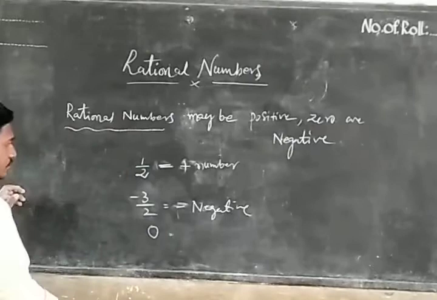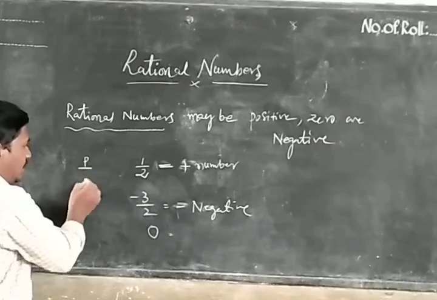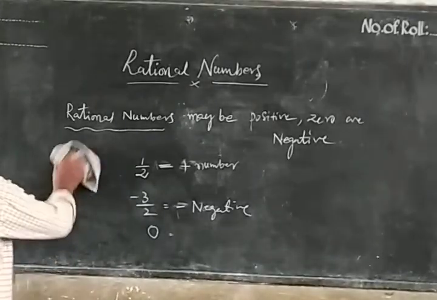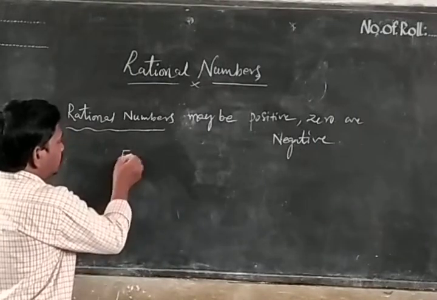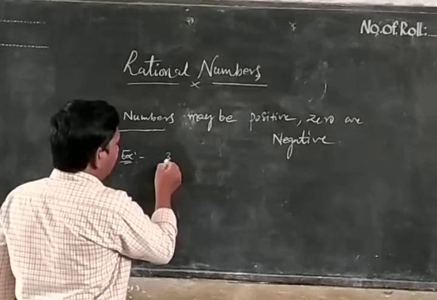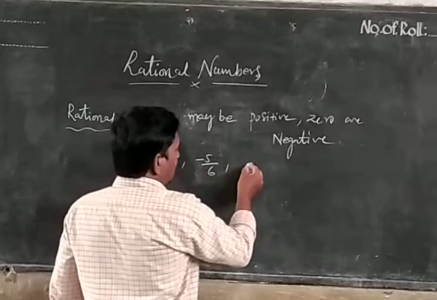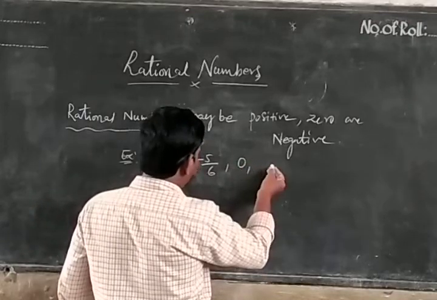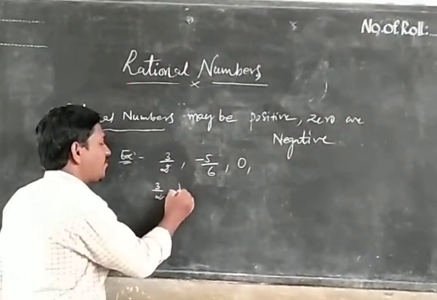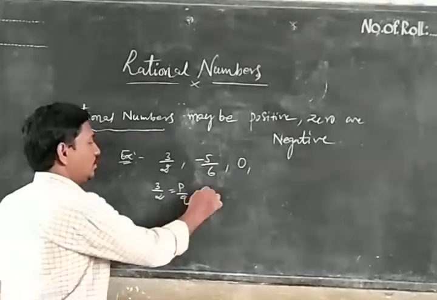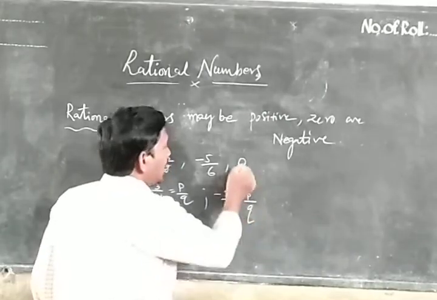Why? Because, out of the examples, 3 by 2, -5 by 6, 0. 3 by 2 is in the form of p by q. -5 by 6 is in the form of p by q. How can you use it?